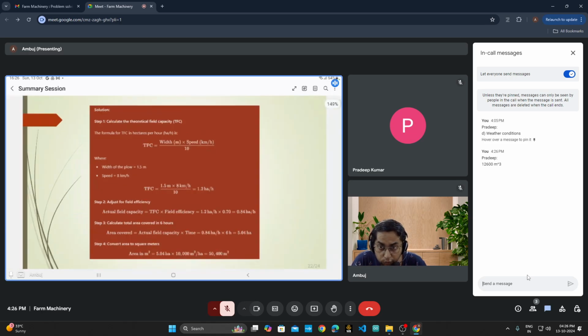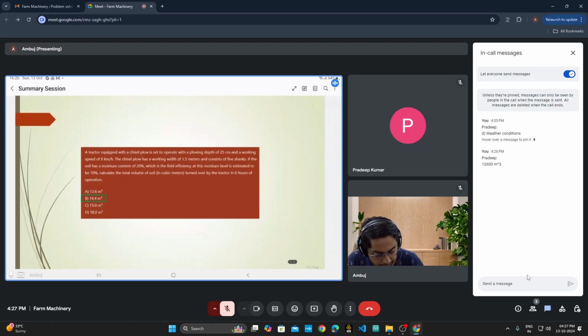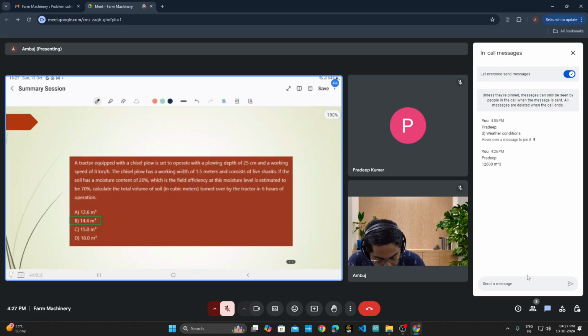Width of the plow has been provided to us as 1.5 meters. Field efficiency has been provided as 70%. Plowing depth has been provided as 25 centimeters. Working speed has been provided as 8 kilometers per hour. This is the data which has been given to us, and 5 shanks are there.